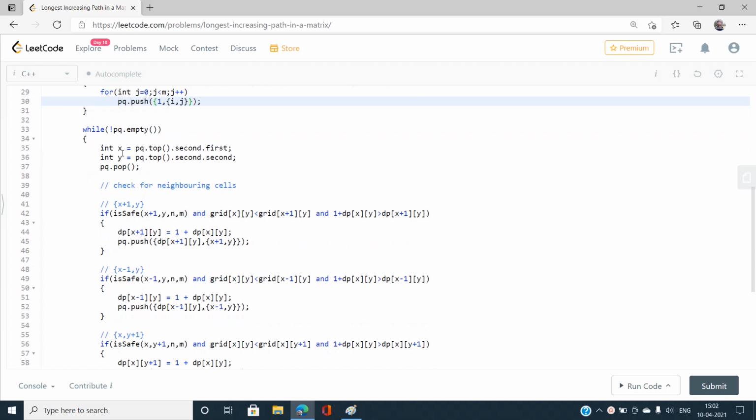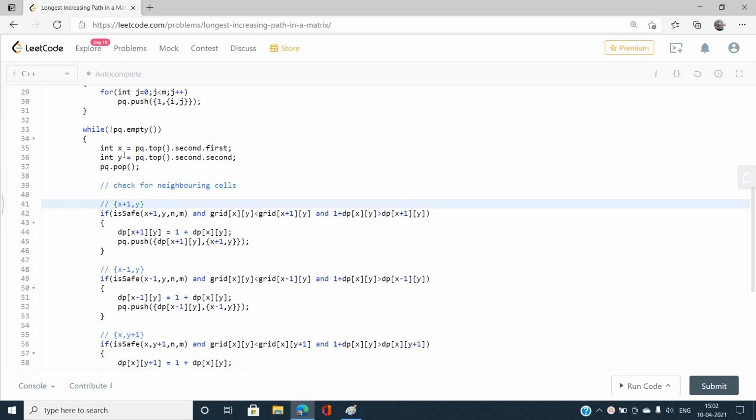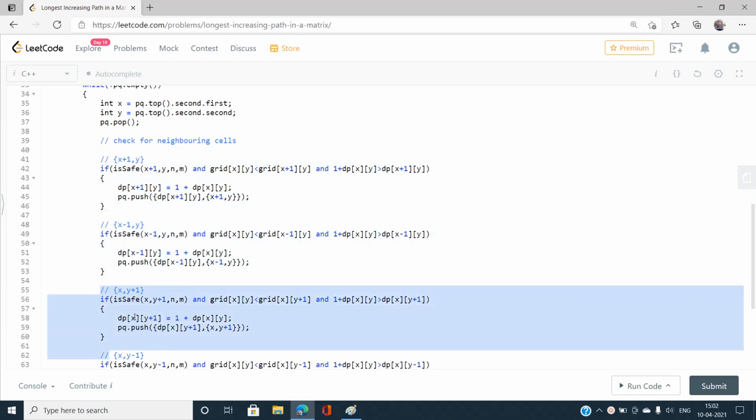Okay, so process while the priority queue is non-empty, and pick up the x coordinate of the cell present at the top of the priority queue, and similarly the y coordinate. The top of the priority queue will contain the minimum path length found till now, and we will start maximizing this minimum path length to find the longest increasing path. And check all the neighboring cells, that is x plus 1, y; x minus 1, y; x, y plus 1; and x, y minus 1.